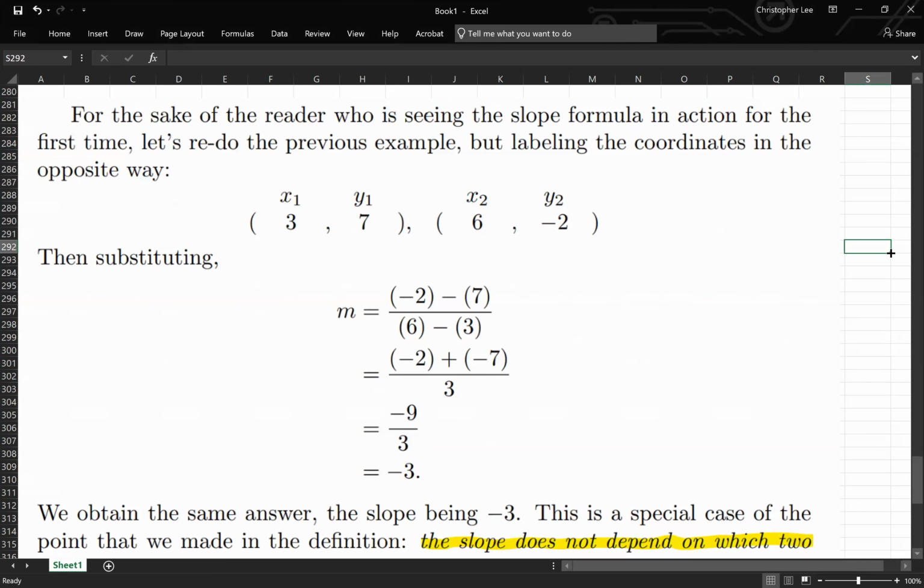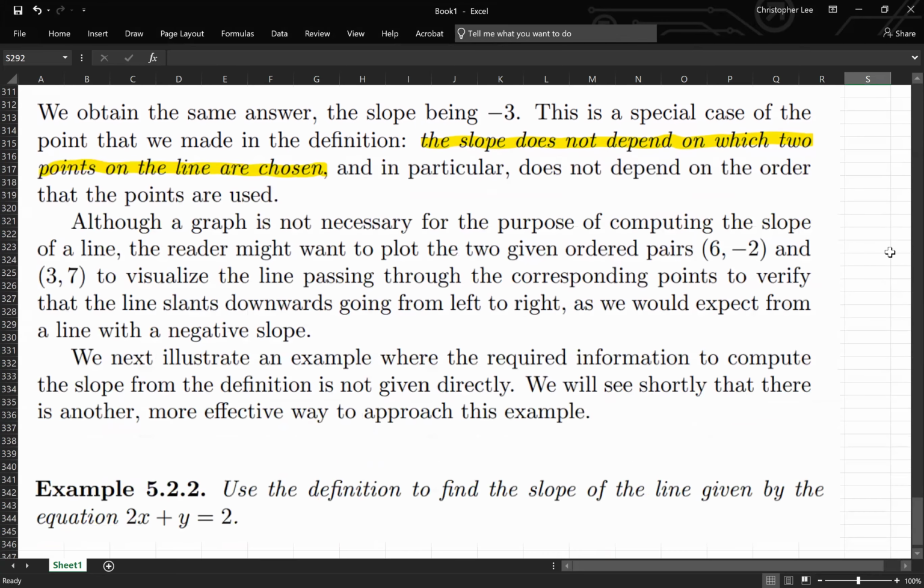All right. So for the sake of the reader who is seeing the slope formula in action for the first time, let's redo the previous with that. We did that already, so we proved that, right? We obtained the same answer, the slope being -3. So this is a special case of the point that we made in the definition: the slope does not depend on which 2 points on the line are chosen. And in particular, it does not depend on the order that the points are used, right?